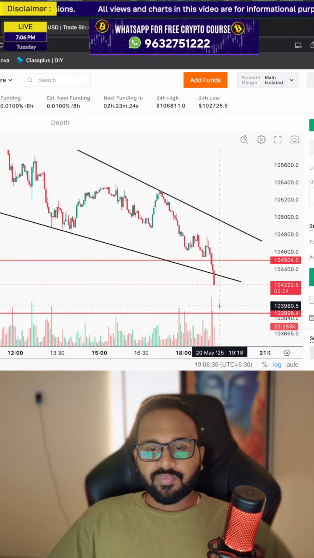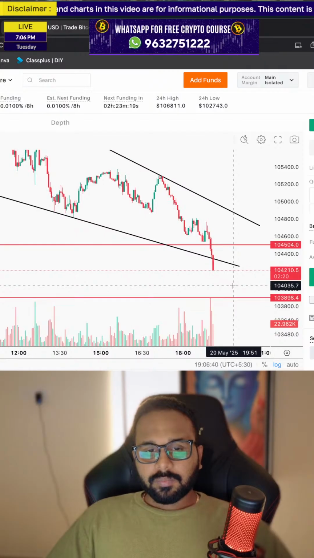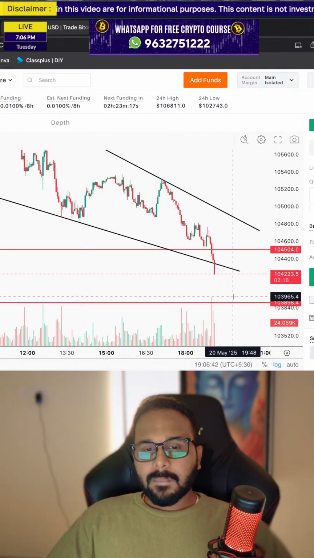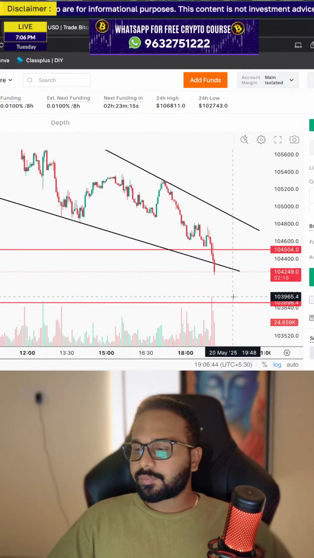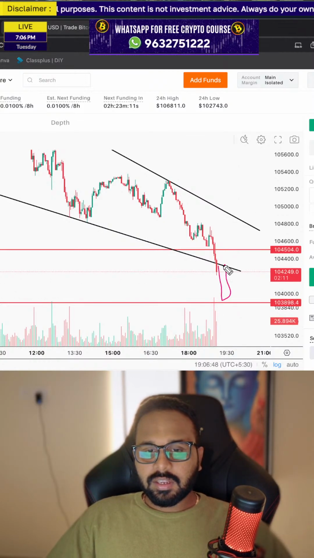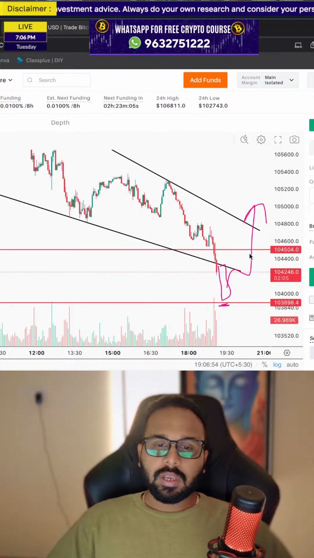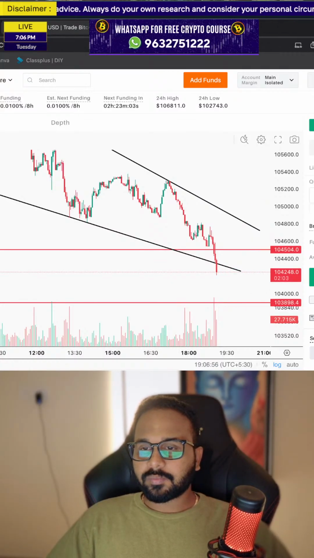1,04,250, 300 zone. That's where I'm planning for. A strong bearish candle here, then placing stop loss here. Buying on that dip would be helpful is what I feel.